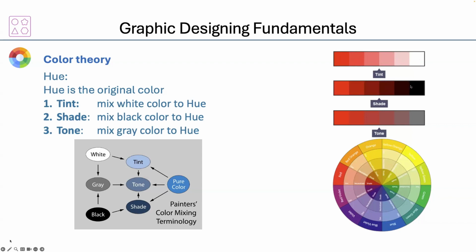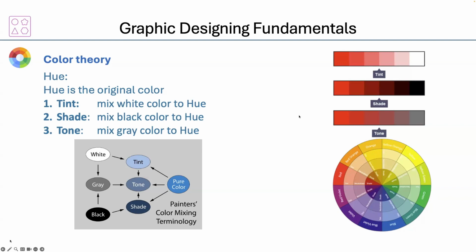And then if you add black to the hue, red, it will create shades of your hue. So the red hue is changing to blackish. Basically, this palette is called shades. And when you add gray color, that is called tone.